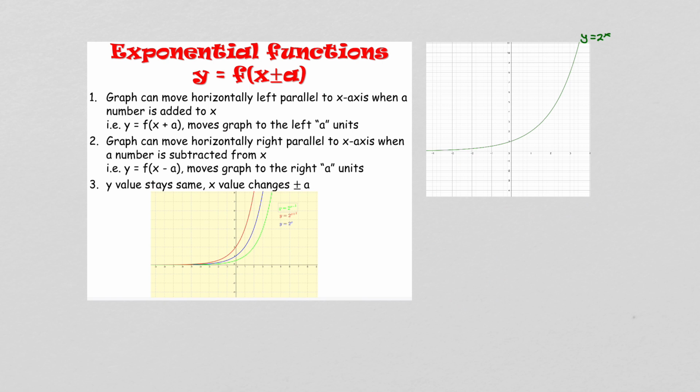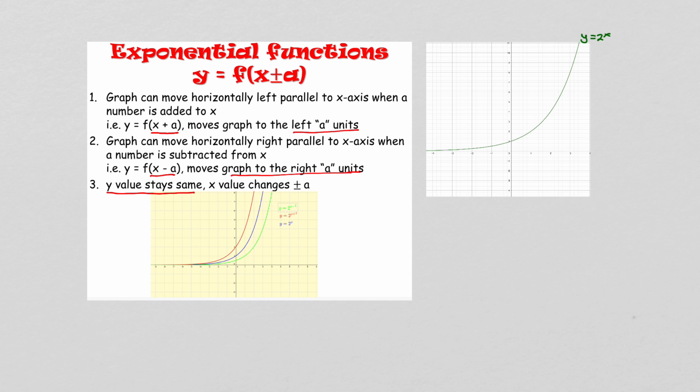So the second one is where the graph is going to move parallel to the x-axis. If we are adding something to x, then the graph shifts to the left by that number of units. And if it's f of x minus a, then the graph moves to the right a units. So in other words, our y coordinates will stay the same, and it's the x coordinate that is going to change.